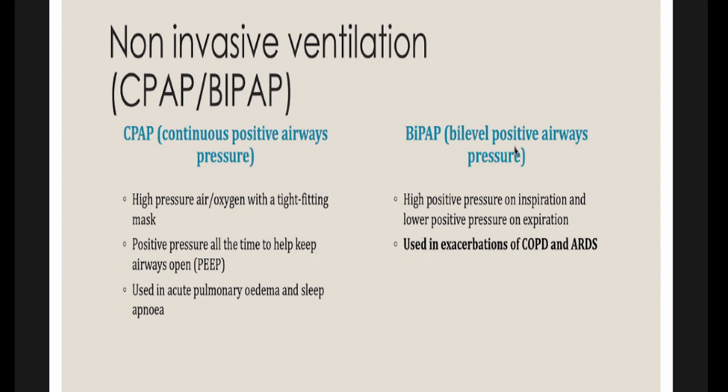Then the BiPAP machine, bilevel positive airway pressure, is quite similar to CPAP. The only difference is it has two pressure limits. We have a high positive pressure limit and a low positive pressure limit. The high positive pressure limit will support inspiration and the low positive pressure will support expiration. During expiration it will prevent airway collapse, and this can be used in COPD exacerbations and ARDS.